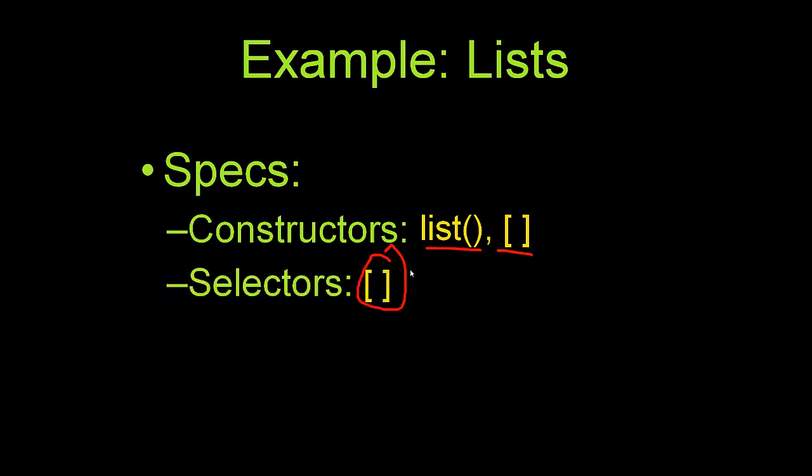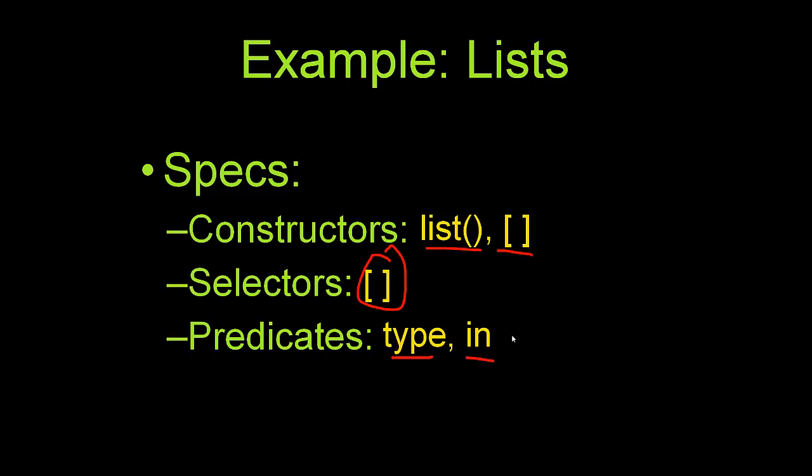Selectors are what? Essentially, you have this operation. You can do slicing, you can do indexing. Predicates: you can check the type, whether the object is of type list, and whether something is inside a list. Printer: you just print.